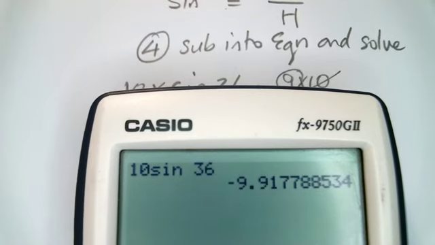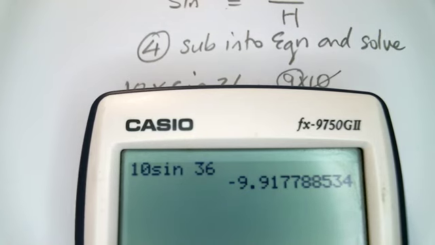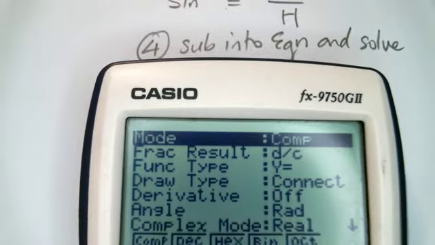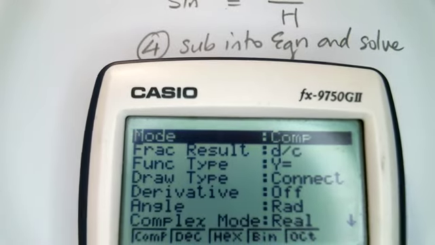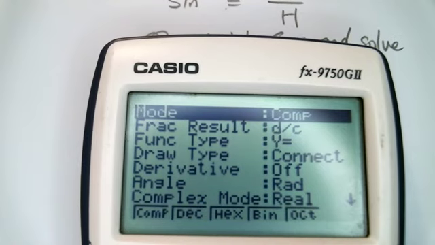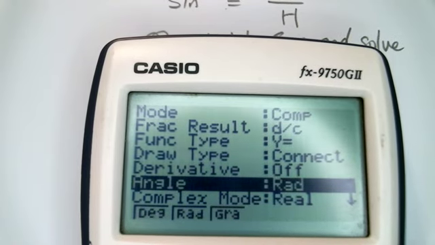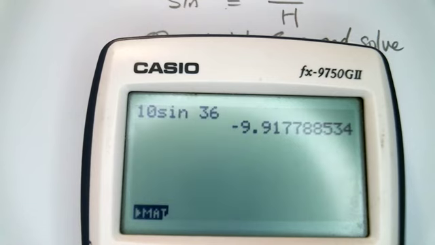And it gives me a negative. Now, the reason it gives me a negative is because I've got this on radians. I need it to be on degrees, so I'm going to change it here. See over here, it's called radians. I need that to be degrees. So I'm going to change that there. Here we go, I'm going to change it to degrees. And it's now on degrees. So that's what I want. Okay, great. So let's now try that again.